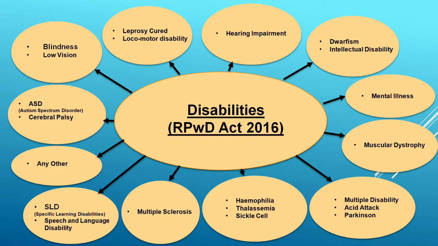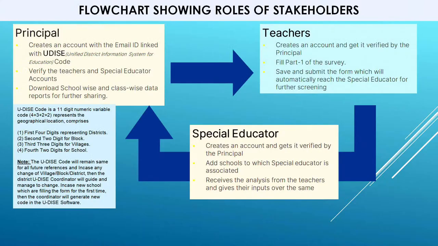Now, this is a glimpse of all the 21 disability conditions that are identified in the RPWD Act 2016. PRASHAST takes care of all these 21 disability conditions in one screening checklist. Now, once you have downloaded the PRASHAST app, what are you supposed to do? Three categories of stakeholders can participate in the PRASHAST functioning.